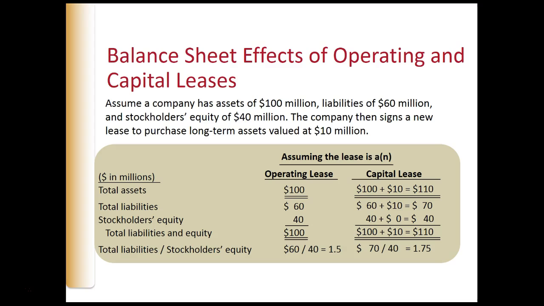While stockholders' equity remains the same for both types of leases, the relationship between total liabilities and stockholders' equity is significantly different. Under an operating lease, the ratio of total liabilities to stockholders' equity is lower, making the company appear less risky to investors and lenders from the standpoint of potential bankruptcy. That's why companies prefer operating leases.